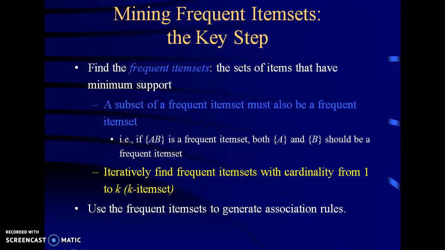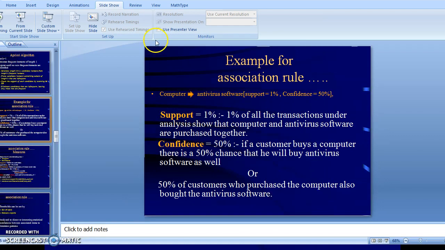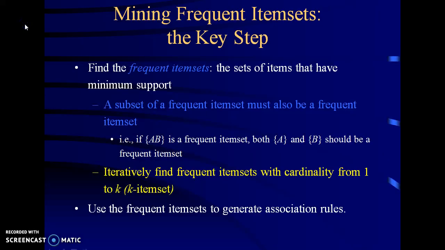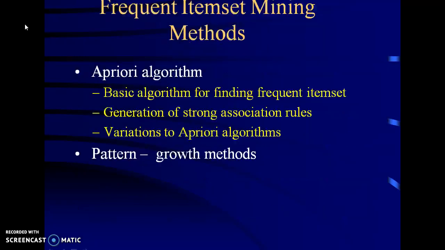A subset of a frequent item set must also be a frequent item set. What is meant by this? If we say that the purchase of a computer and an antivirus software together is a frequent item set, then both the computer as well as the antivirus software should individually also be frequent item sets.